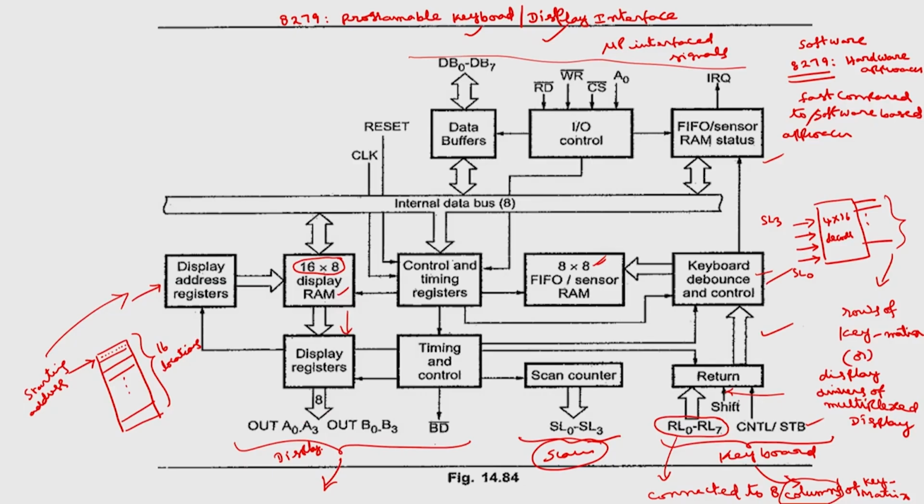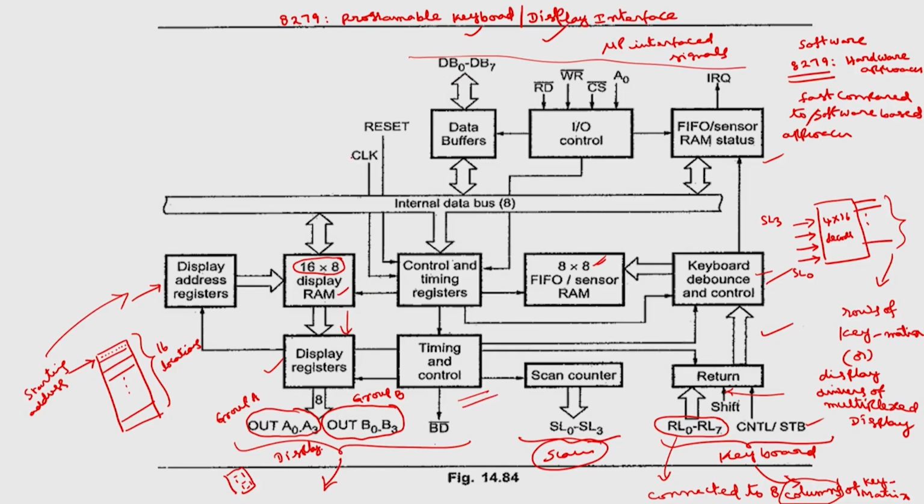There are 2 outlines. There are 4 outlines called group A, and 4 outlines called group B. They can be connected together or they can be used individually also, depending upon the applications. This will be given to the 7 segment displays that we are going to connect to these lines. We can control this using these display registers, and there will be some timing and control unit which controls all the operations, and there is an 8 bit data bus.